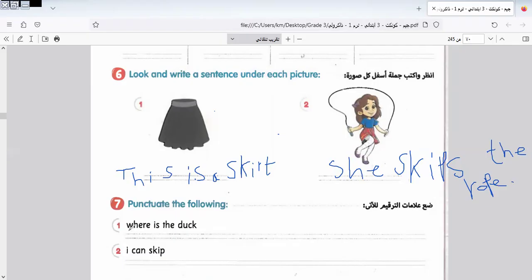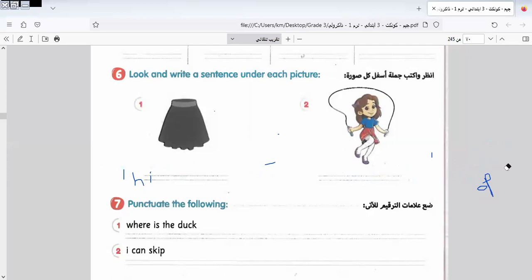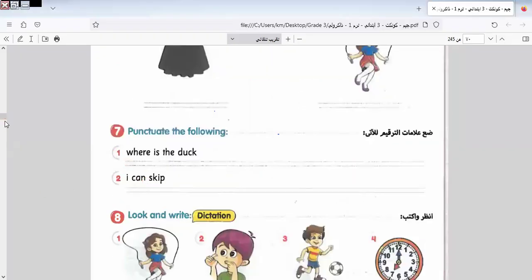Here we have a punctuation exercise that we corrected. Let's do it by yourself, but let's do it together. Here we have where. What is wrong here? I replace the small letter with a capital letter, and at the end of the sentence, I put a question mark here. There is a question mark. Here is a question mark.